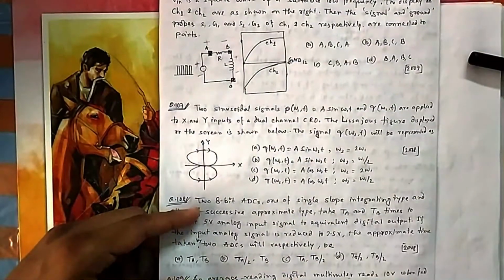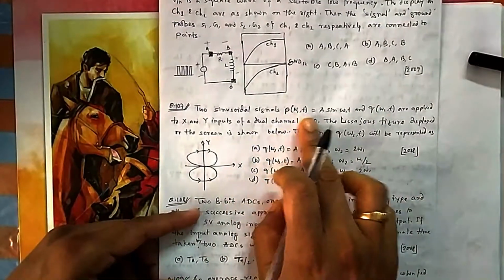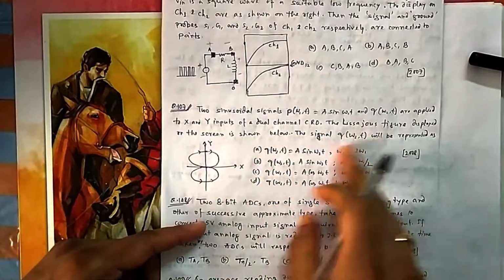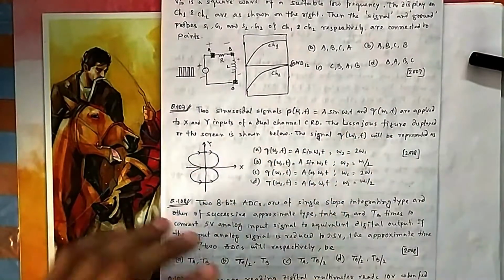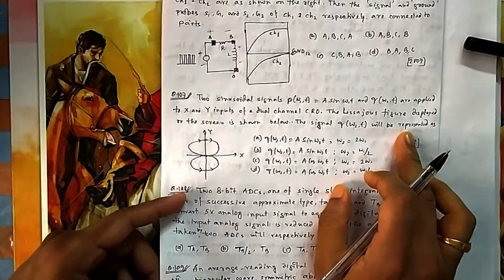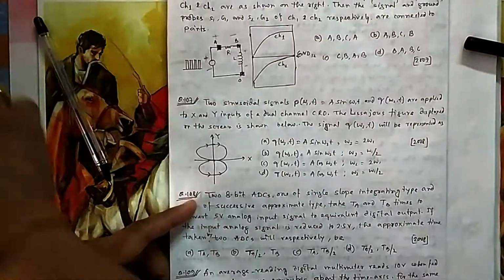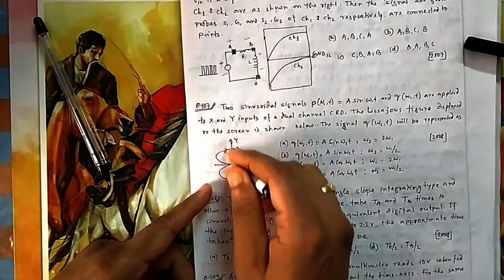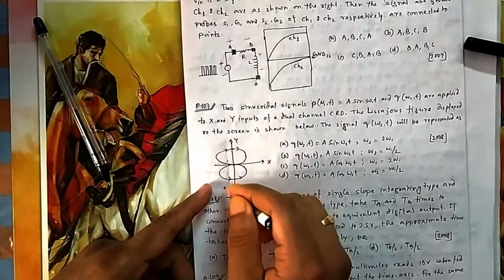Now 107. Two sinusoidal signals P and Q are applied to the XY inputs of a dual channel oscilloscope. The Lissajous pattern is displayed in the figure. Now if you draw a horizontal and vertical line, the maximum number of vertical cuts you can have is 4, and the maximum number of horizontal cuts you can have is 2.